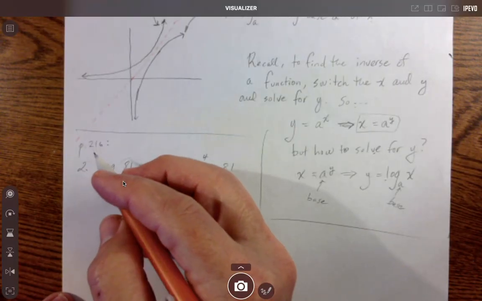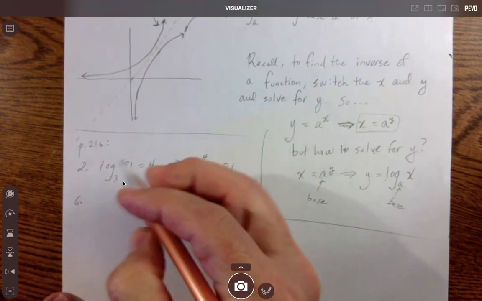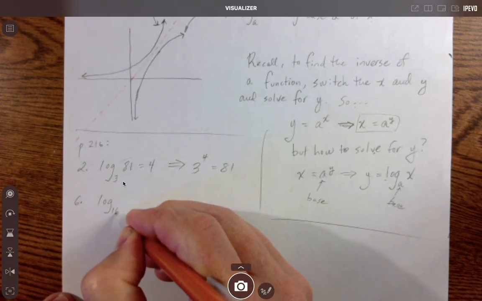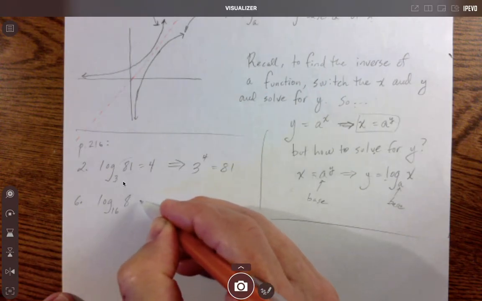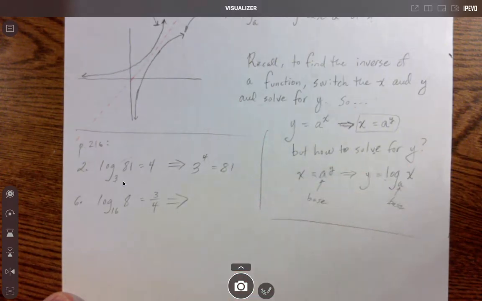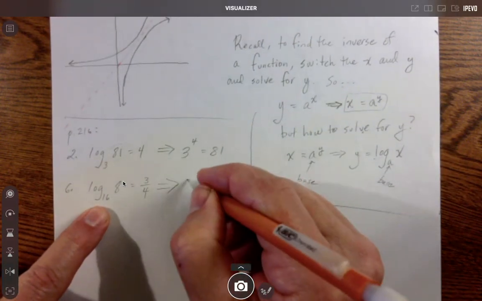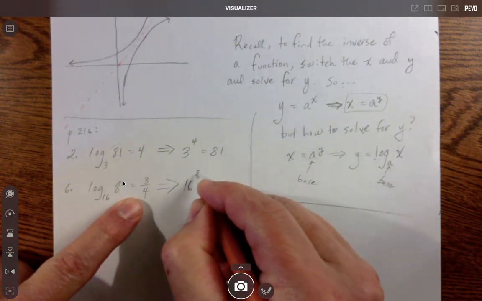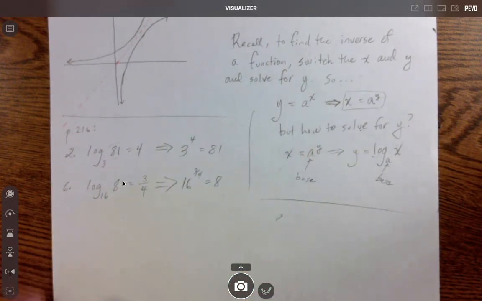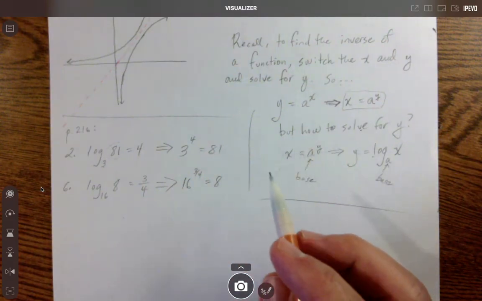Let's look at problem 6, which is log base 16 of 8 is 3/4. So if I wanted to write that as an exponential equation, it would be 16 raised to the 3/4 power is equal to 8. All right, so this is just a skill that you need to have. It's pretty simple. Just practice a few. You have to be able to switch back and forth between these two types of expressions.